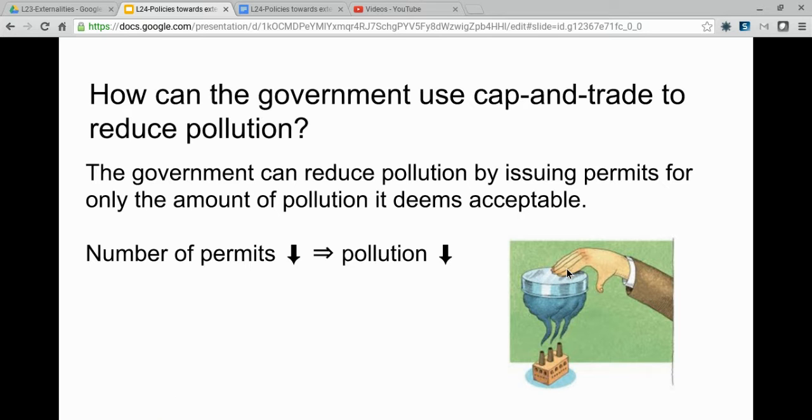Let's use carbon emissions as our example. Suppose that the government determines that the socially efficient level of carbon emissions is 50 tons. It could then create and distribute 10,000 permits where each permit allows a producer to emit 1 pound of carbon. 10,000 pounds equals 50 tons. The government could distribute the permits in a number of allocation mechanisms.